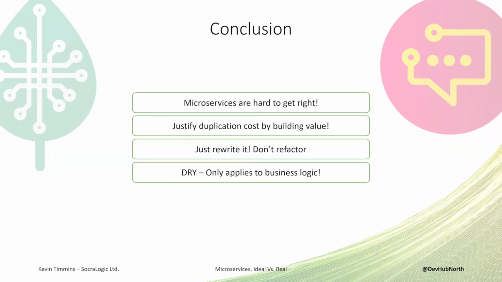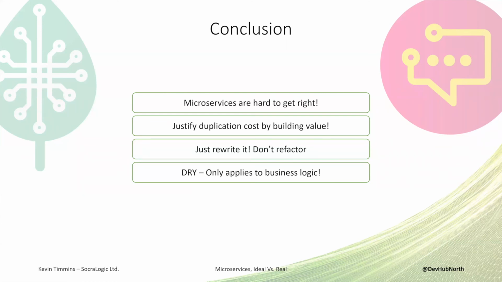Justify duplication cost by building value. Each vertical slice should be a value adding thing, and that's how we can justify that to the business. A business might say, well, why aren't we just using the same database? Well, actually, we can talk about some of the pain points that causes and some of the traps that puts us into, and the fact that it stops us from delivering for the business. So we can justify the duplication very, very easily. The cost of duplication is minuscule compared to the value that the microservice should add.